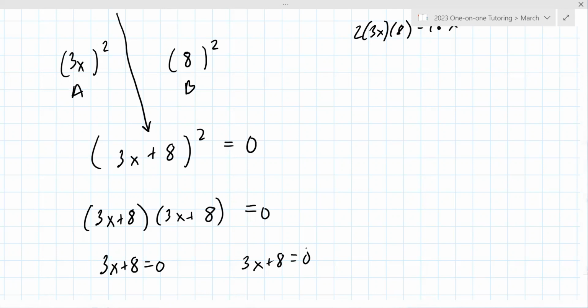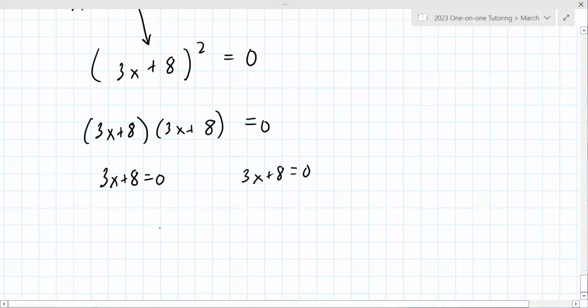I got x equals negative 8/3 and x equals 8/3. They're both the same though. They're exactly the same. 3x plus 8, 3x plus 8. So the answer can't be different. It's got to be the same. So it's actually what's called a double root. Just means that it's repeated twice.